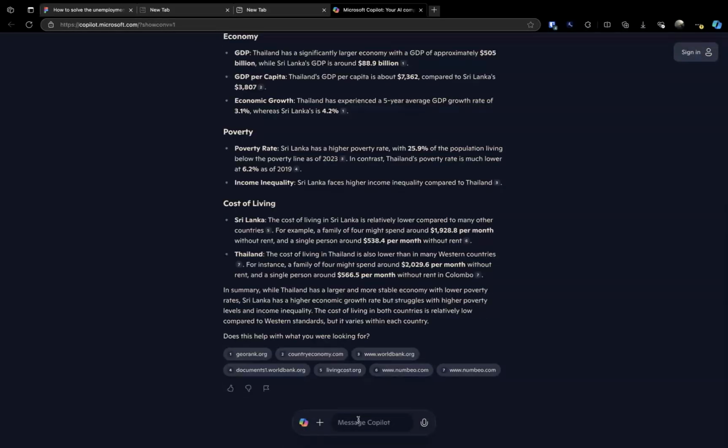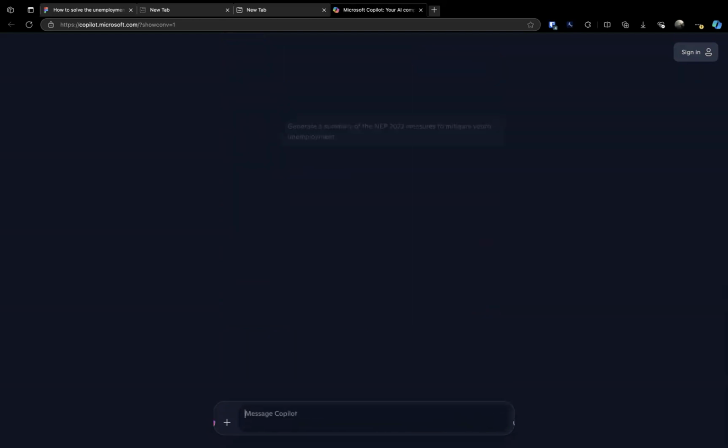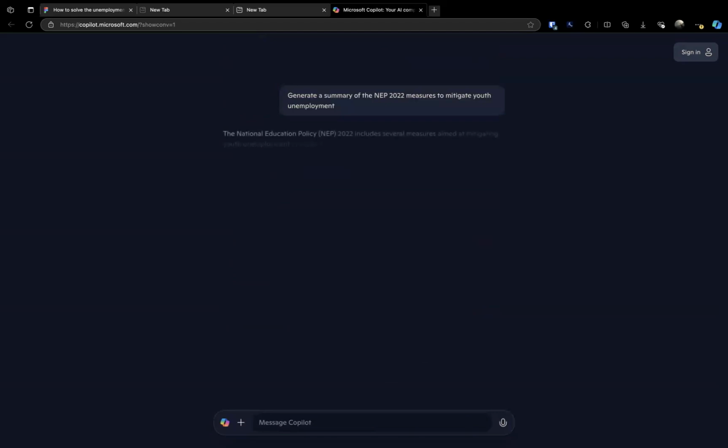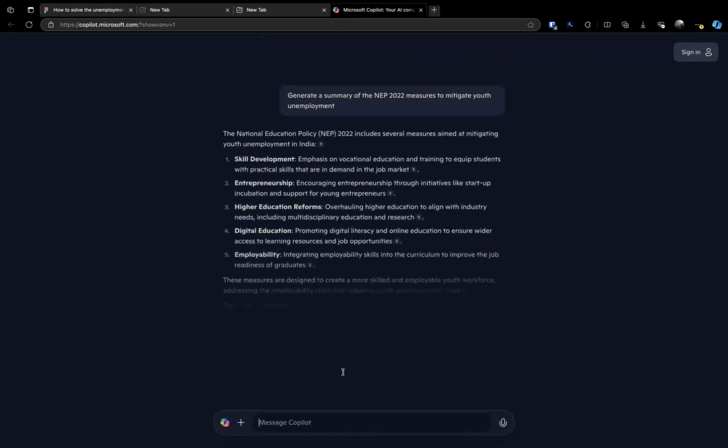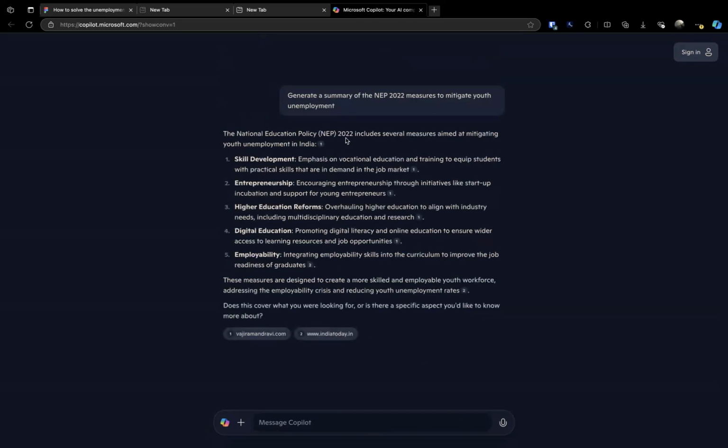Okay, let me just, by the way, can you guys see my other tab? I'm looking at the Bing Copilot. Are you guys seeing this? Yes, absolutely. Okay. So I'm going to generate a summary of the NEP measures to mitigate the, because I'm not really sure as to what these measures are. Okay, it's 2020, not 2022, but anyway, it gave me 2022.